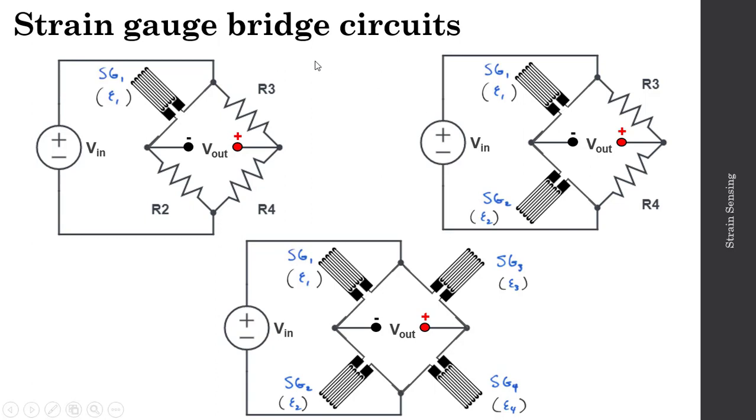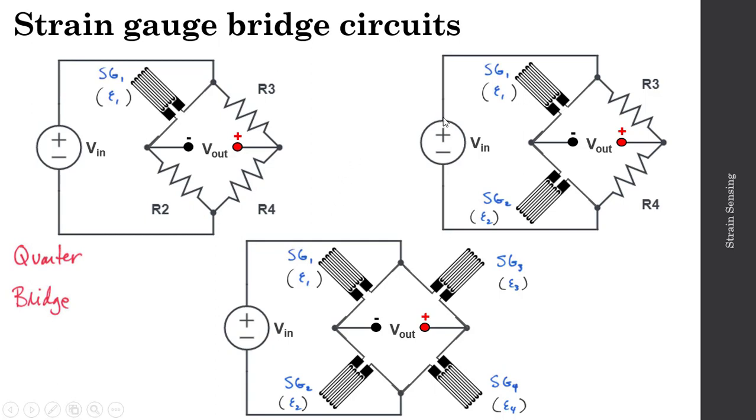So for example, I have a single strain gauge here that's measuring some strain, epsilon sub 1, and the three other resistors are normal resistors. So we refer to this as a quarter bridge circuit because a quarter of all the resistors, so 1 out of 4, is used as a strain gauge.